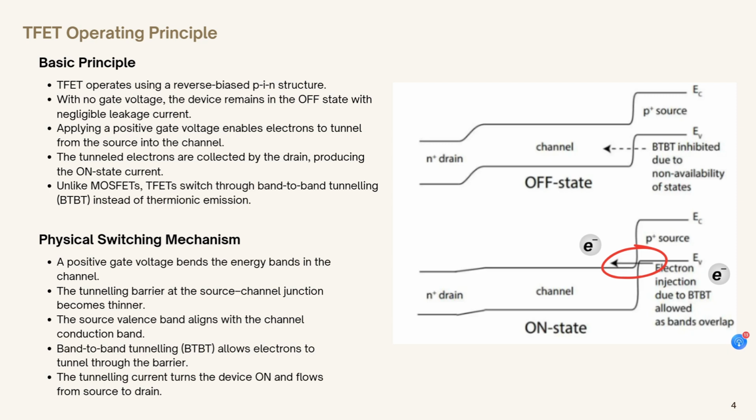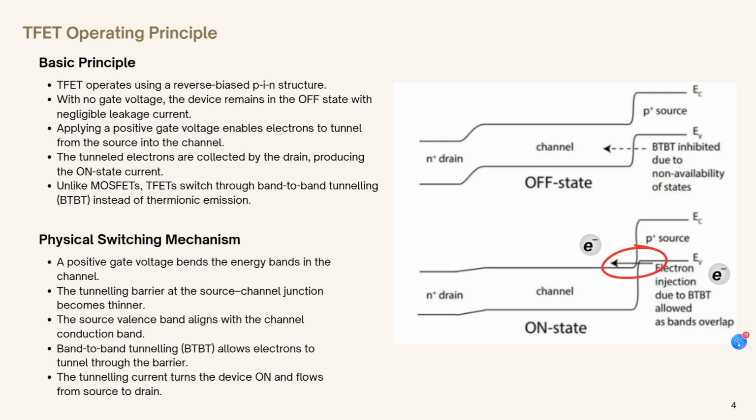Once the conditions are suitable for tunneling, electrons move from the source into the channel through band-to-band tunneling instead of flowing over the energy barrier. These tunneled electrons are then collected by the drain, producing the on-state current. So unlike a MOSFET, which depends on thermionic emission, the switching operation in a TFET is entirely controlled by band-to-band tunneling. Now let's look more closely at how the switching process actually happens.